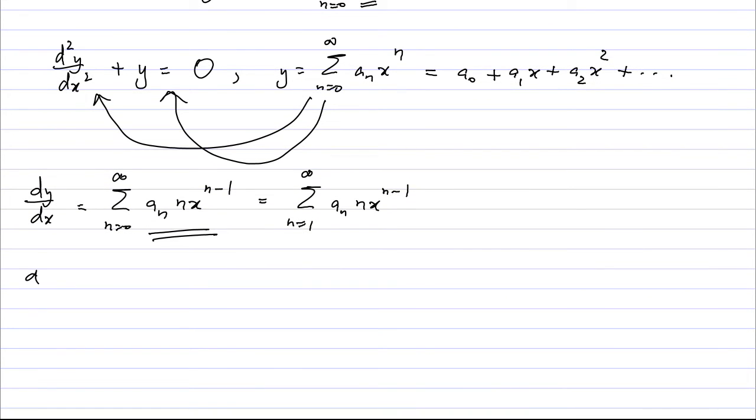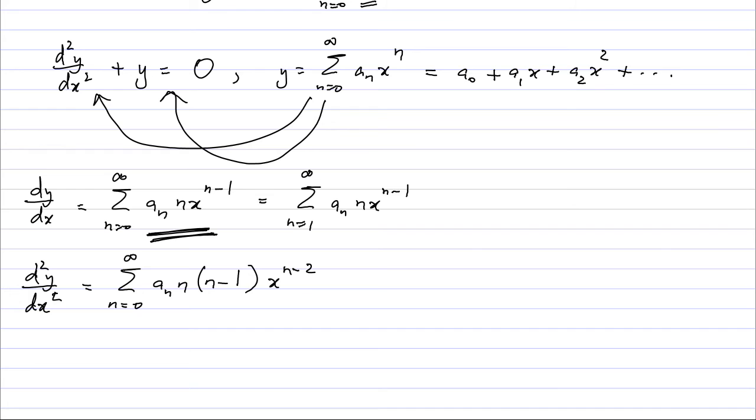Then I can take the double derivative. When I take the double derivative I have the sum from n is equal to 0 to infinity. Let's just take this form of the first derivative. You have n, and then by the power rule n minus 1 comes down, and you're left with x raised to power n minus 2.